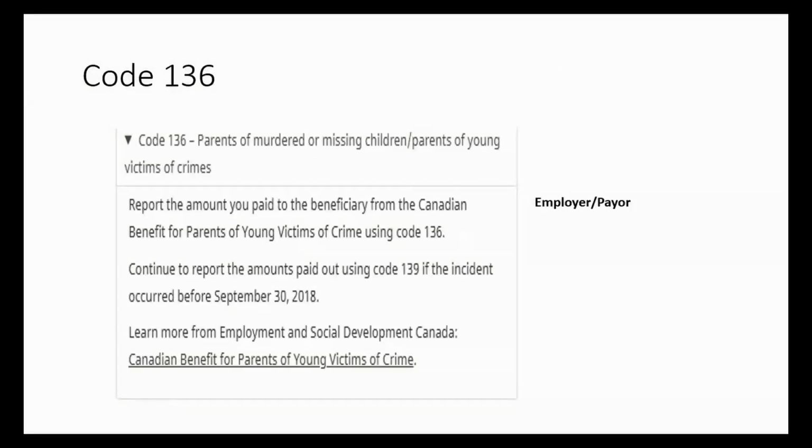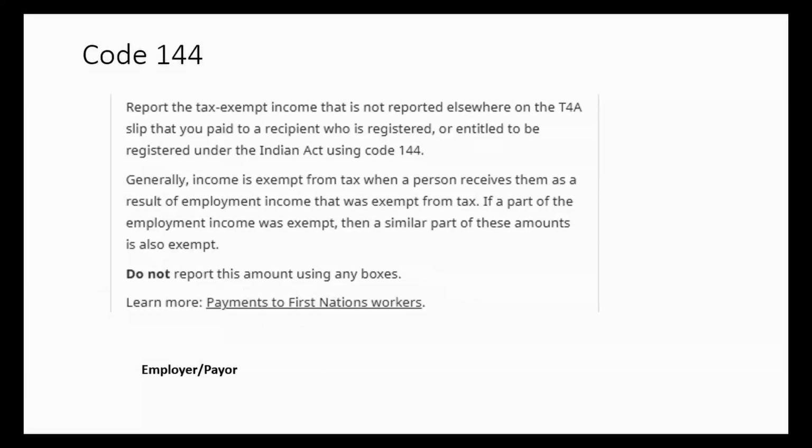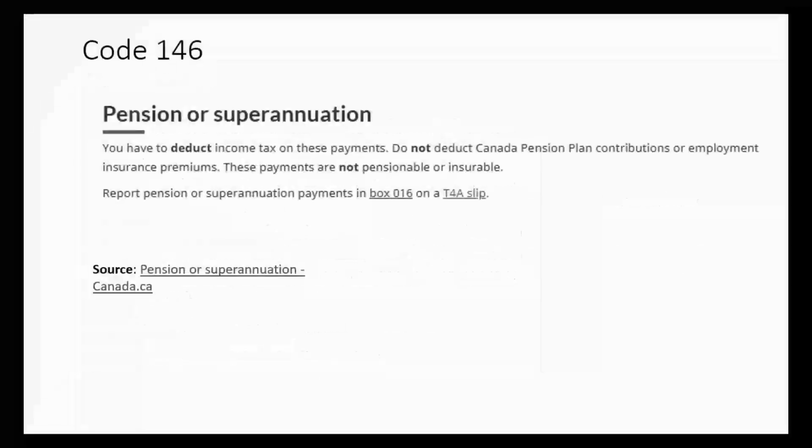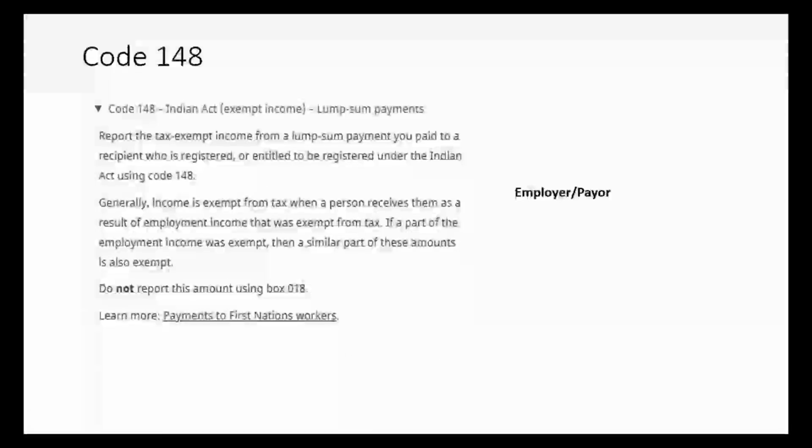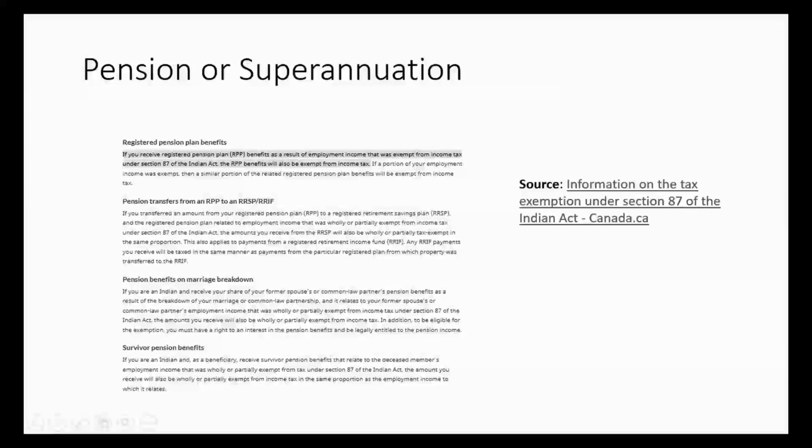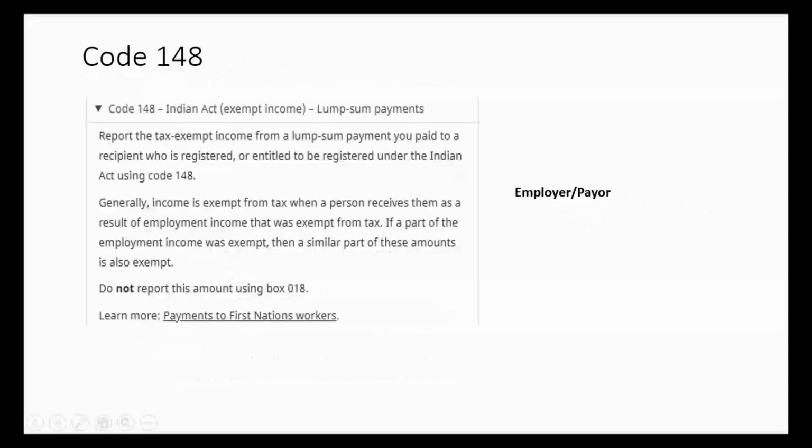We talked about code 136, 146. So pension or superannuation, registered pension plan benefits. If you receive RPP benefits as a result of employment income that was exempt from income tax, the RPP benefits will also be exempt from income tax. Pension transfers from an RPP to an RSP or RIF, pension benefits on marriage breakdown, survivor pension benefits, and so on and so forth.